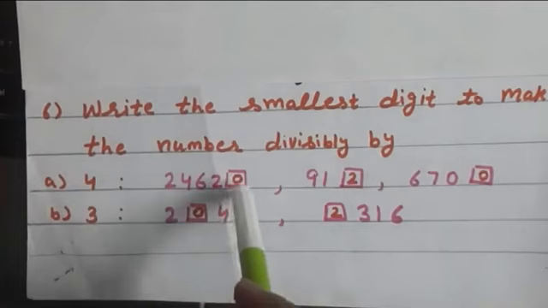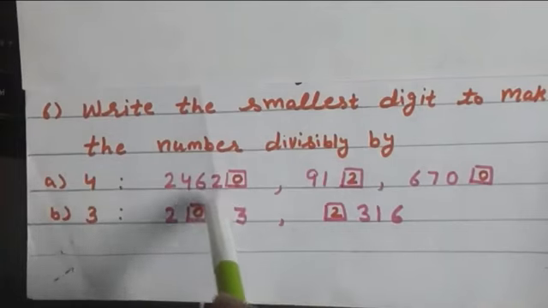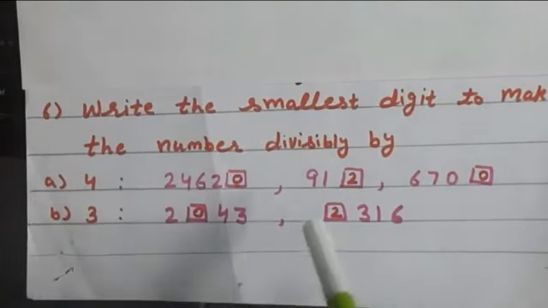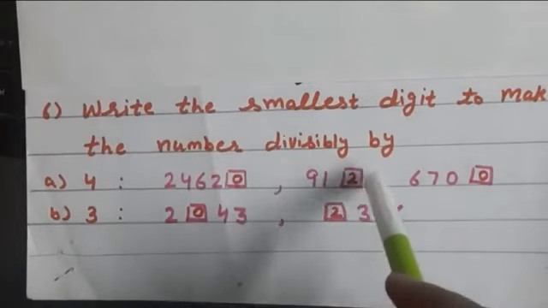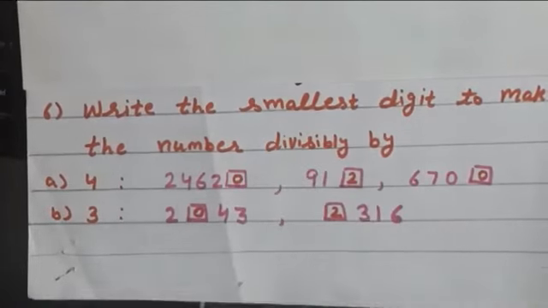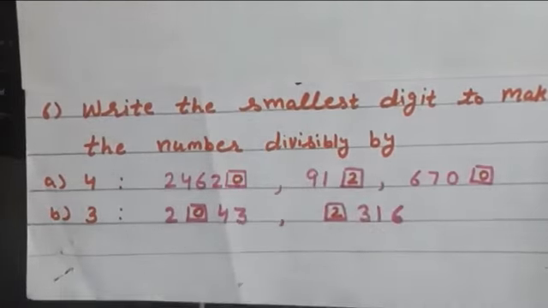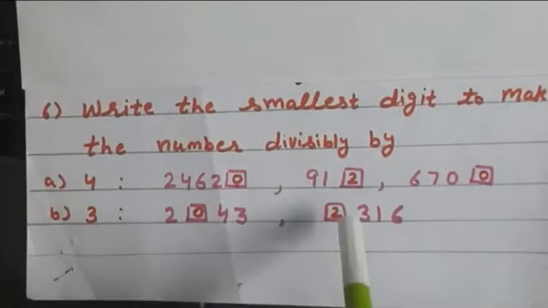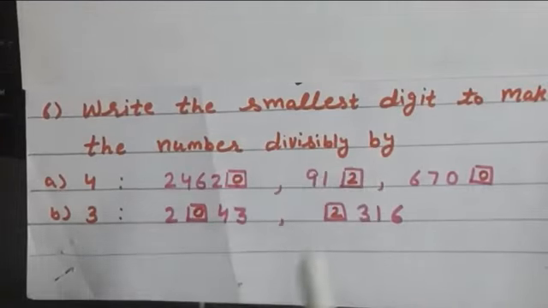We are starting with 0. 2 0, 20. Yes, 20 is divisible by 4, so we will write down 0. Smallest we have to find out, so we will start from 0. Next is 9 1 dash. 1 is there. We will start with 0. If we are writing here 0, 10. 10 is not divisible by 4. After 0, 1. 11 is also not divisible. So we will take 2, 12. Yes, 12 is divisible by 4. So we will write down 2 in this empty place.